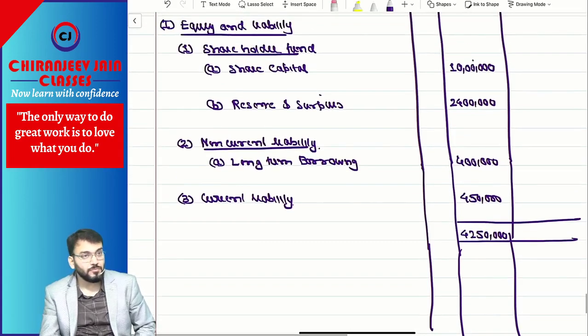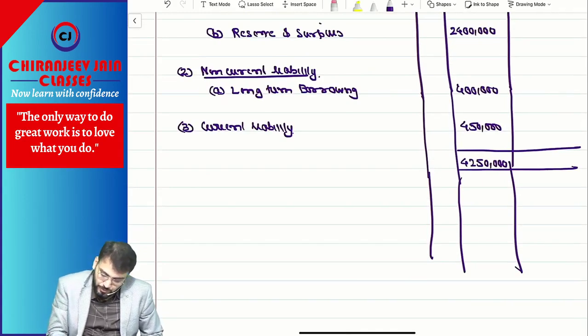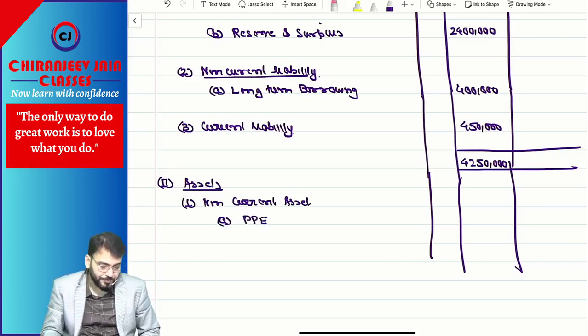Something is wrong. Then can you come to assets? So point number 2, we write down assets. In assets, first we write down non-current assets. Under non-current assets, what do we write down? PPE. Can you give me PPE?